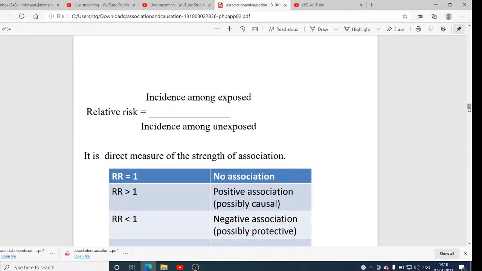Usually a relative risk of 1 states that there is no association. If the relative risk is more than 1, there is a positive association, which is probably causal. If the relative risk is less than 1, it is negatively associated, which is possibly protective.